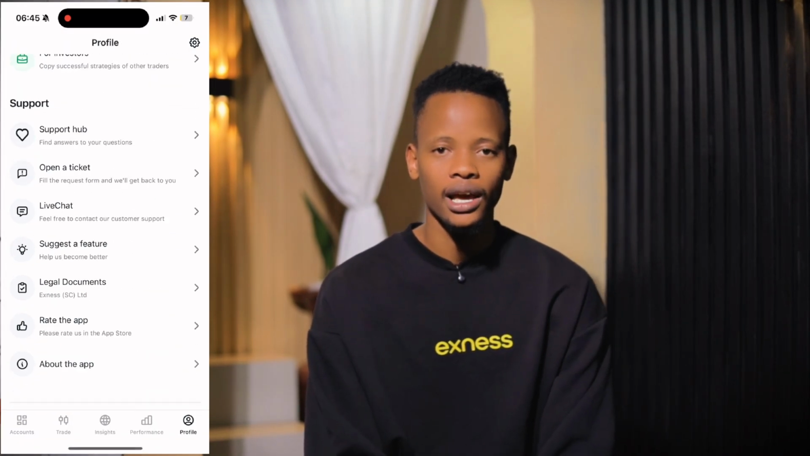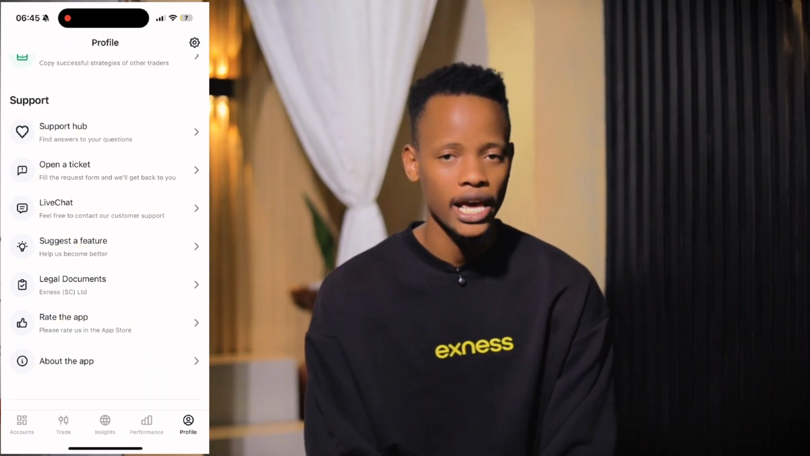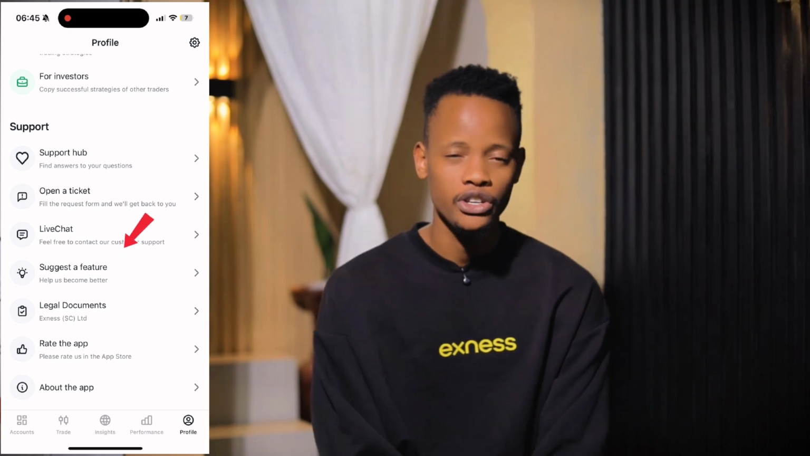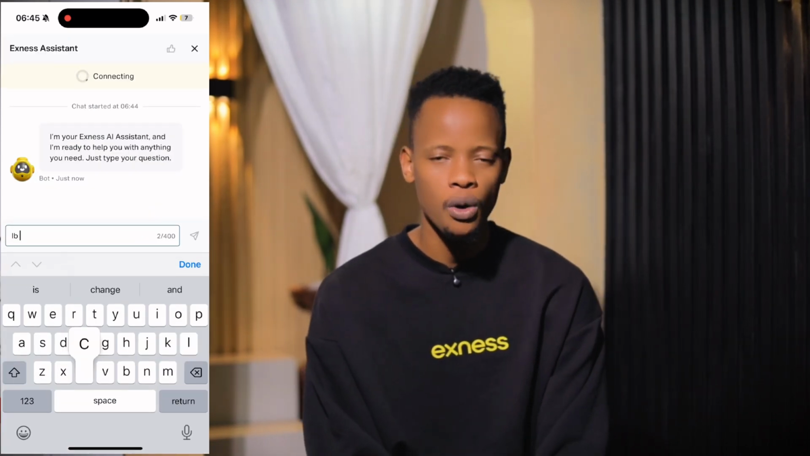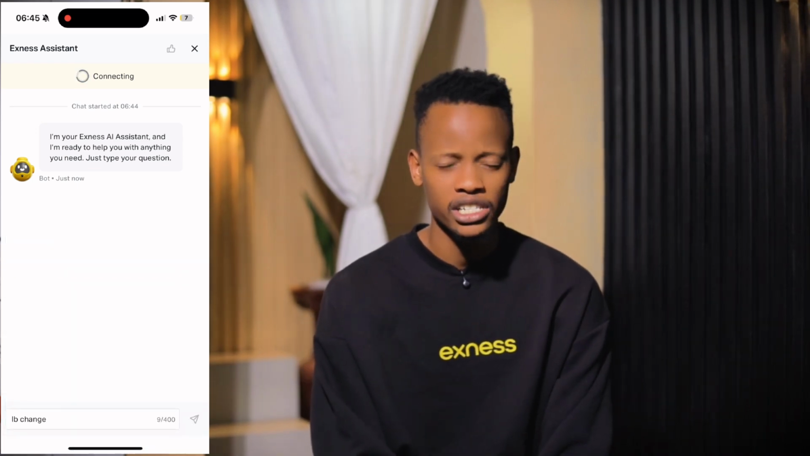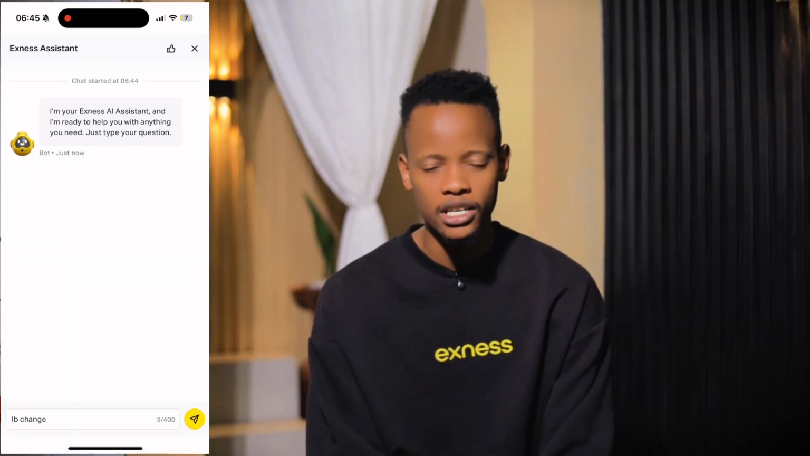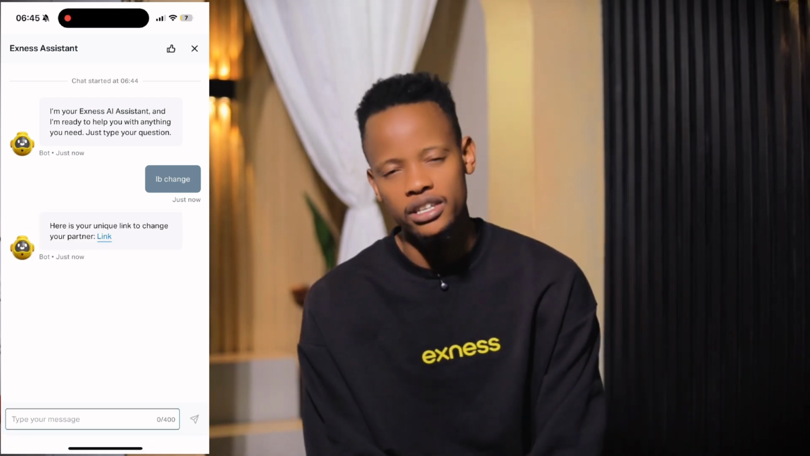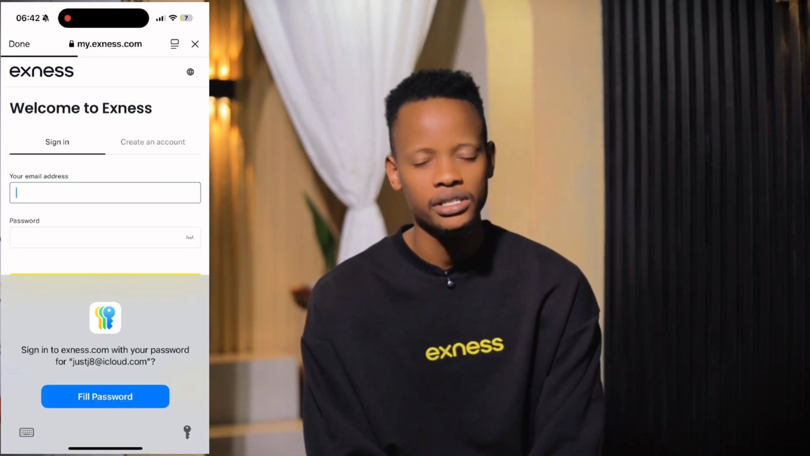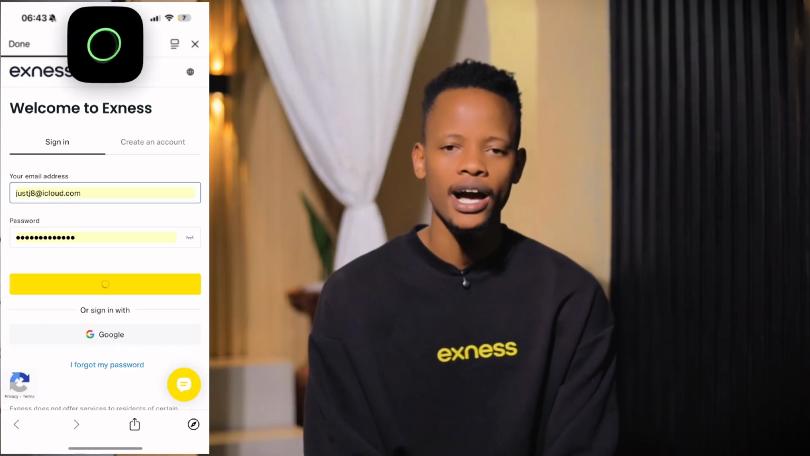If you already have an Excellence account, you're going to go to your settings and click live support or live chat. Under live chat in your Excellence application, you're going to type the words IB change or partner change. So you send partner change, the bot is going to send you a link. You click into that link and they will give you a page which looks like this. Here you log in with your Excellence details and you will have this page laid out on your browser.